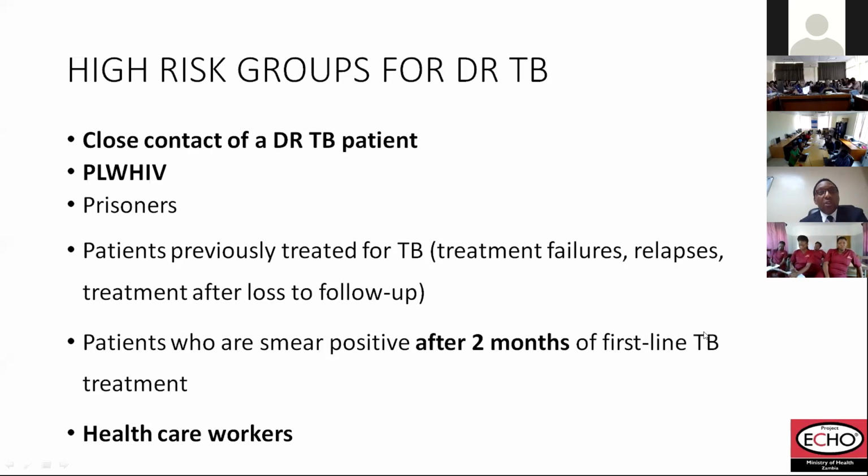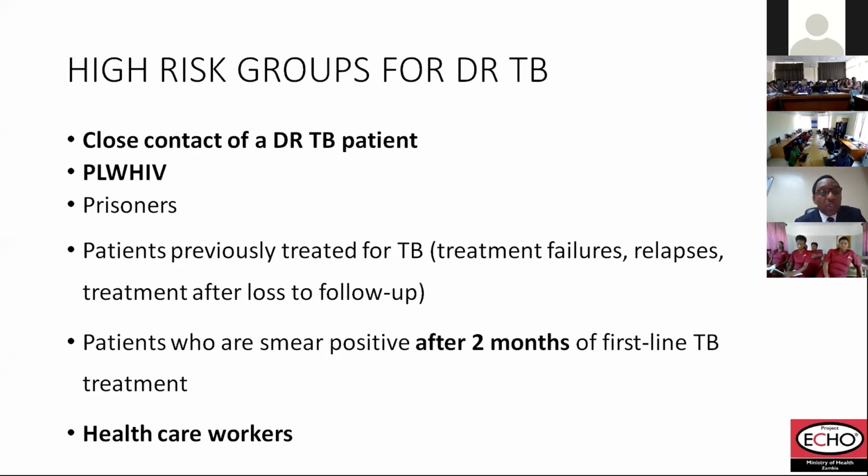Previously treated individuals: here we're talking about individuals who have once suffered from TB and have a relapse, or within the course of the treatment, due to underdosing or other issues like poor adherence, develop treatment failure. Because of that, they are at high risk. Loss to follow-up, those who withdraw from care, are also at high risk. TB drugs are meant to be taken for a period of 6 months. Any shorter period predisposes you to developing drug-resistant TB.